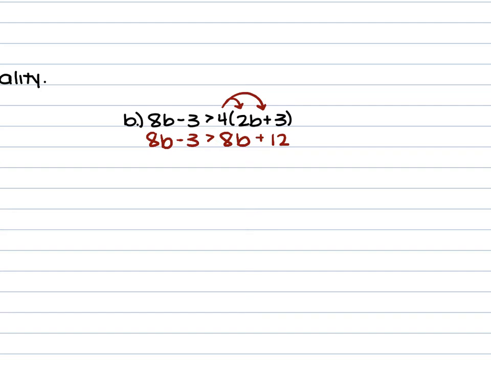My next step is I want to move that 8b over and get my b's together, so I would subtract it from each side. This is going to cancel out your 8b on both sides, and you're just going to drop down the negative 3, your inequality sign, and that 12. So you get negative 3 is greater than 12. This is a false statement, so your answer is no solution for this one.